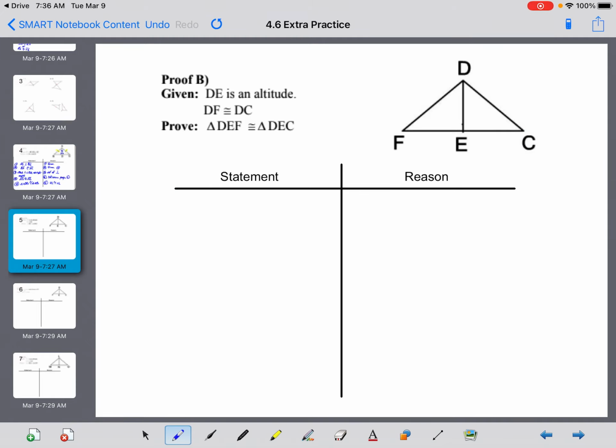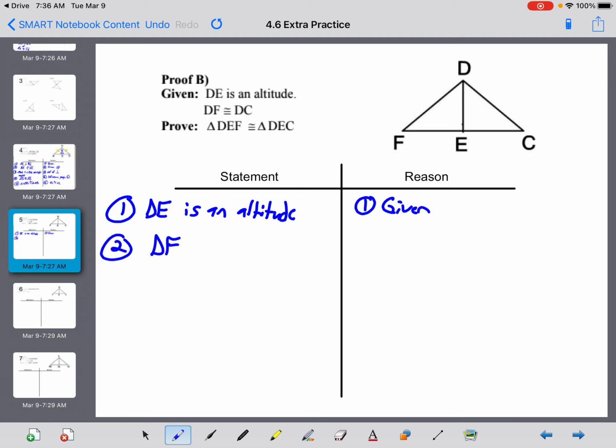There's only one more that I want to show you here, and you guys can work on the rest on your own. Look at number 1. It says DE is an altitude. And 2 says that DF is congruent to DC.